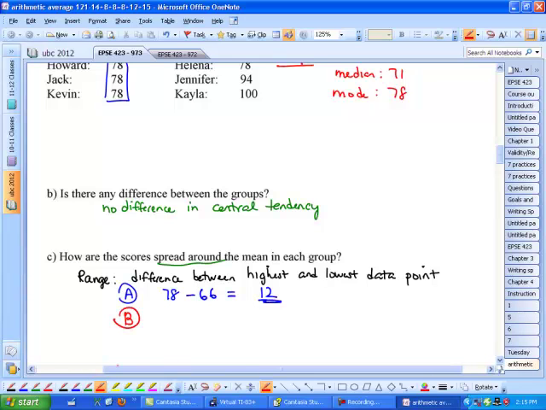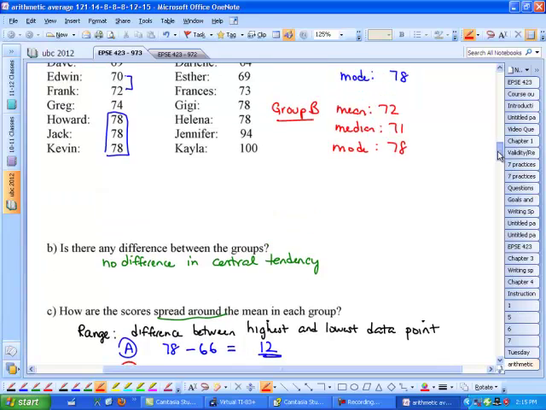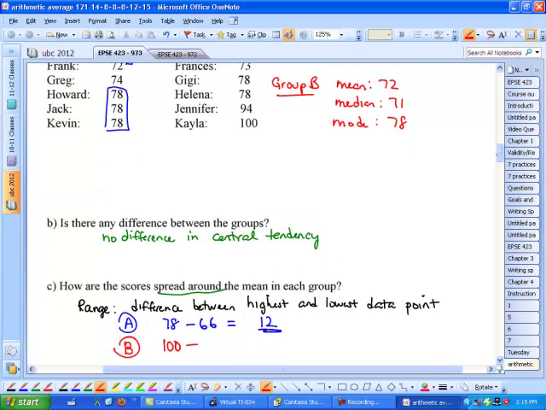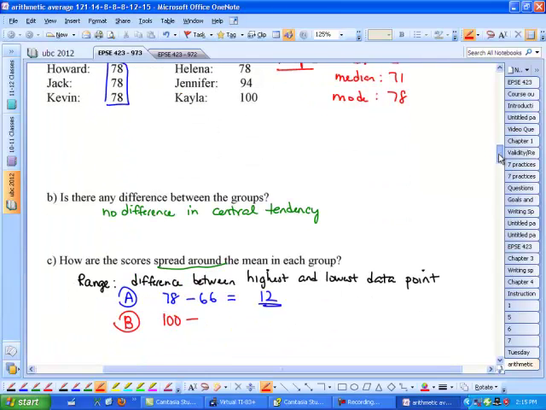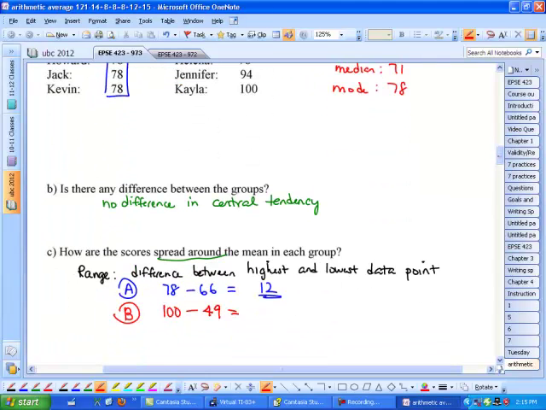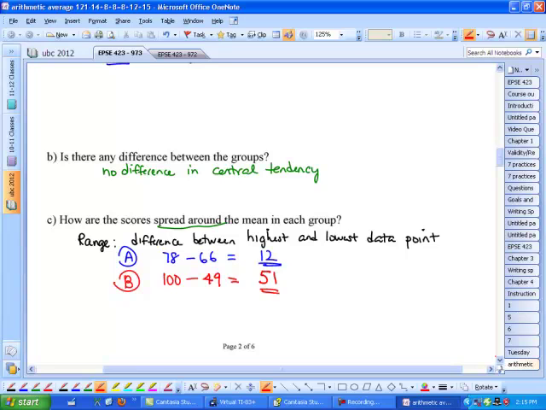Whereas in group B, the highest score is 100. And Andrea, who got the lowest, was 49. So the range here is 51. Now that's one way of talking about the spread. And notice in this case, yeah, we have differences in group A and B. But you might want to consider the extent to where the scores are spread around the mean. Not just the highest and the lowest, because I might get one weird data point at the highest end or one weird data point at the lowest end, and that could affect it too.